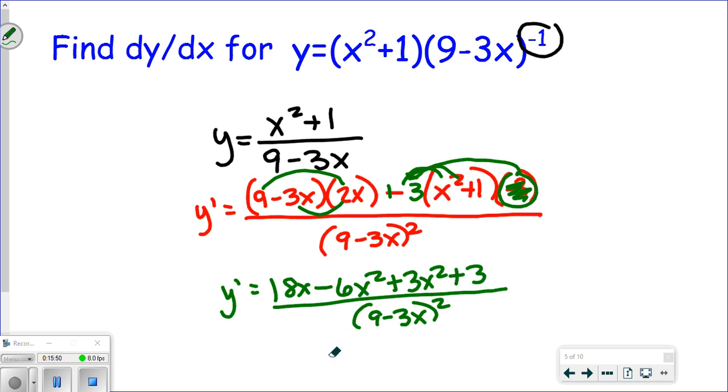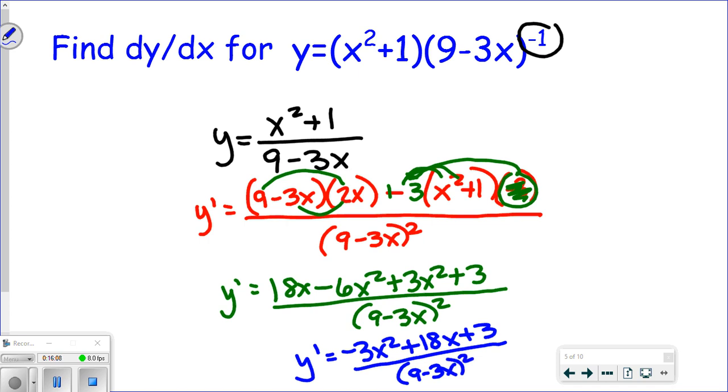Then we just clean it up some. So we have negative 3x squared plus 18x plus 3, all with 9 minus 3x squared on the bottom. If you did that all on your own and got the right answer, you have the quotient rule mastered.